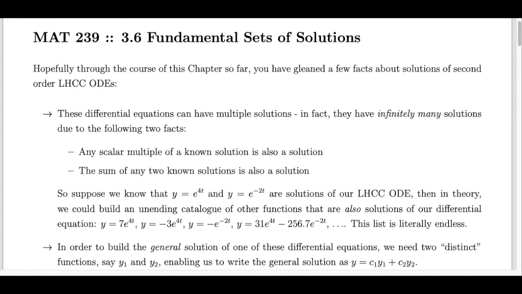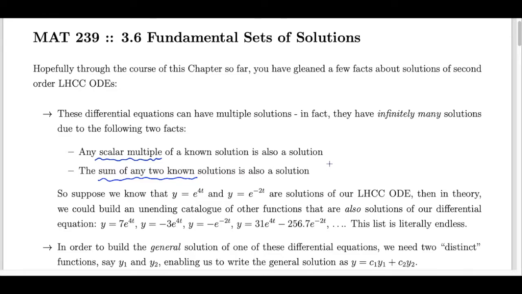First, once we have a solution or two to our LHCC diff-EQ, we can essentially endlessly construct additional solutions using these two key facts. First, any scalar multiple of a known solution is also a solution. And then the sum of any two known solutions is also a solution. So as indicated here, if I had two solutions, e to the 4t and e to the negative 2t, I don't know what the differential equation is, but I'm just imagining that these functions are solutions.